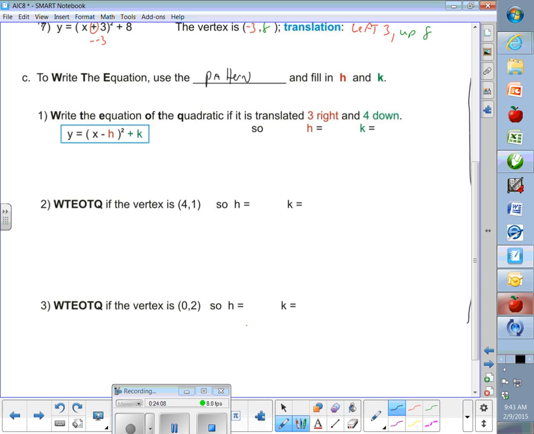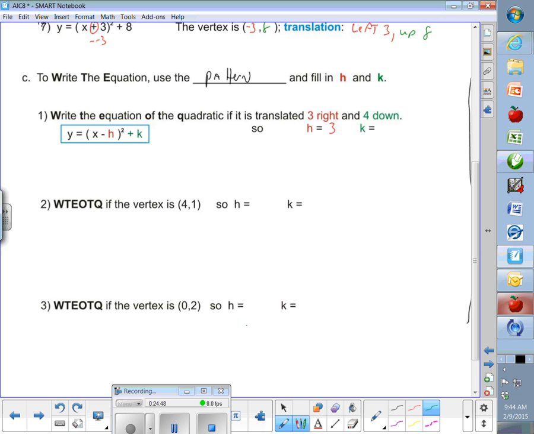So you need to use the pattern, and instead of filling in the m and the b, the slope and the y-intercept, you have to fill in the h and the k. So it'll be a question like number 1. Write the equation of the quadratic if it's translated 3 right and 4 down. So somebody tell me, what would the h value be if it's 3 right? All right, let me call on you. Ethan, what do you think the h value would be if it's 3 right? Okay, positive or negative? Positive, and I agree, positive 3.